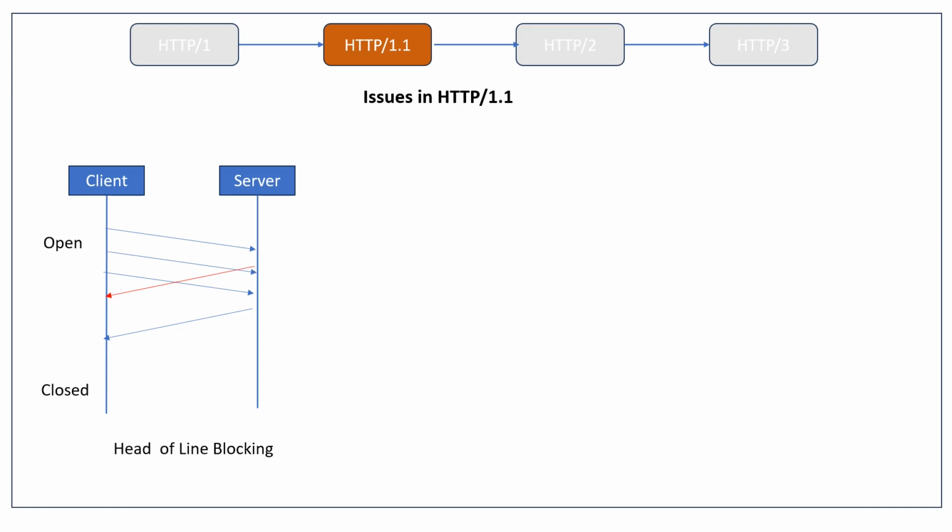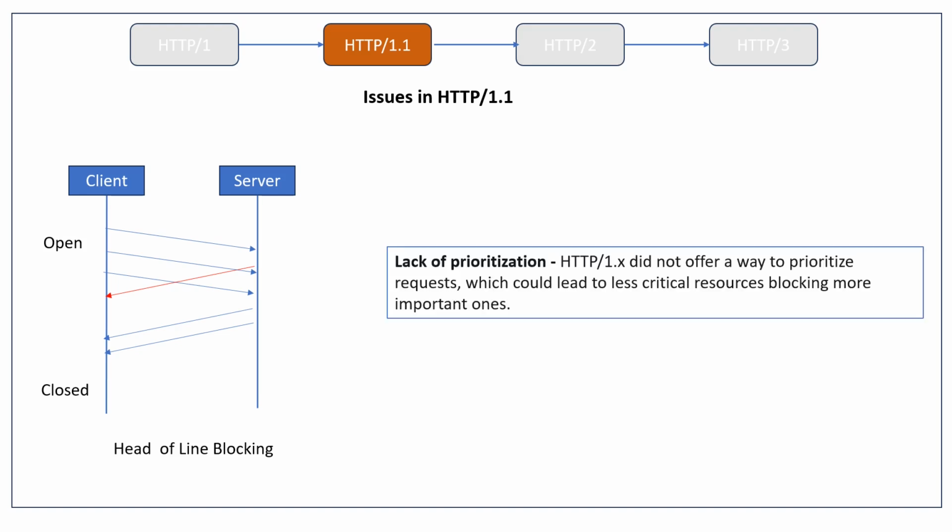So now you can see right here, the first request's response takes some time, the red line. So the other responses are also delayed, right? So this is called head of line blocking.